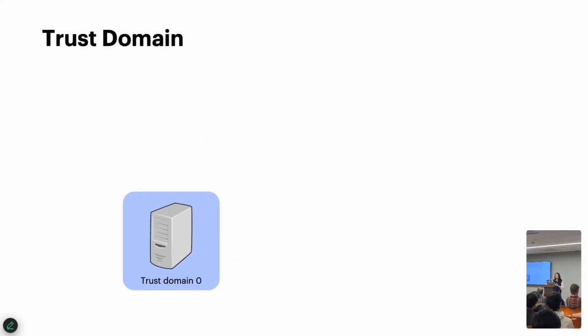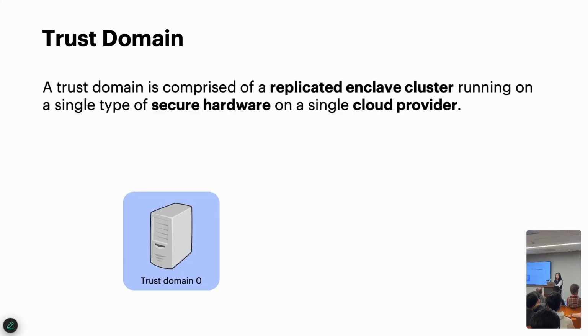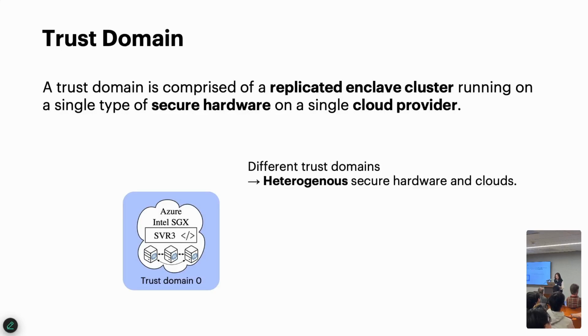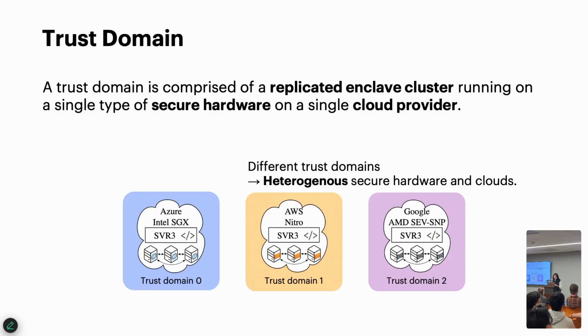I've been saying the word trust domain a lot, and I want to define a trust domain as a replicated enclave cluster that's running on a single type of secure hardware on a single cloud provider. For example, this is a cluster of Intel SGX enclaves running on Microsoft Azure. Different trust domains means that we're using different types of secure hardware in each trust domain, and we're running it on different types of clouds. In our deployment, the other ones we're using are AWS Nitro and AMD SEV-SNP on Google GCP.